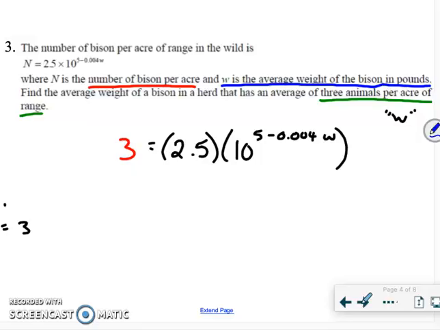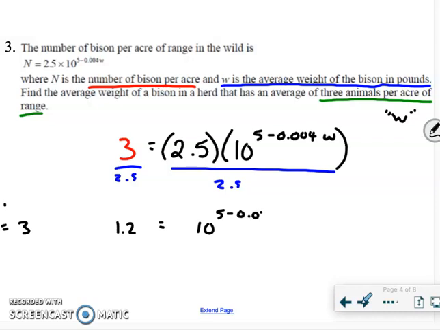Remember, this is an exponential function, which means that we have to get the exponential portion by itself, isolated, as quickly as possible. So I'm going to divide both sides by the 2.5. That should help us on our way, so to speak. On the left side, 3 divided by 2.5 is going to be 1.2. On the right side, that's going to leave us with 10 raised to the 5 minus 0.004 W.